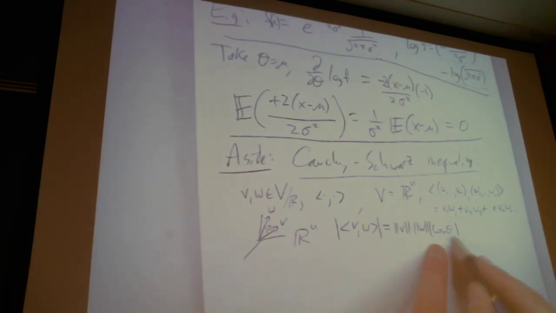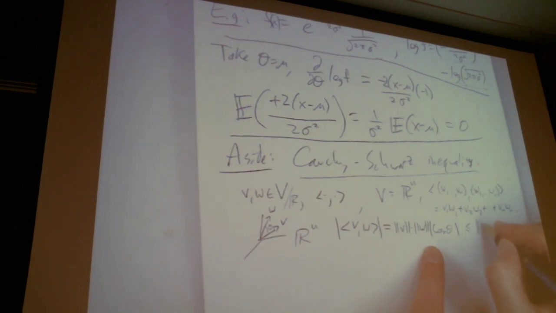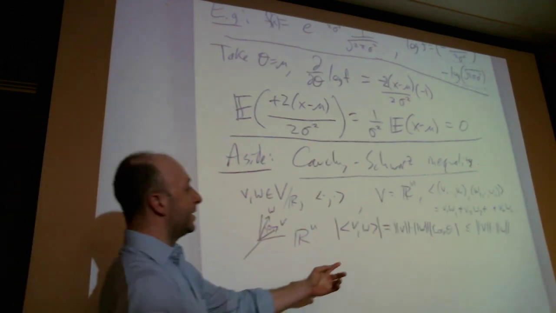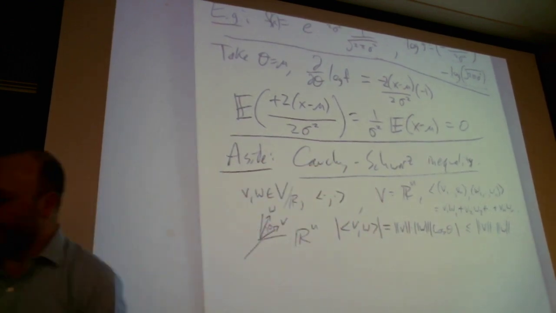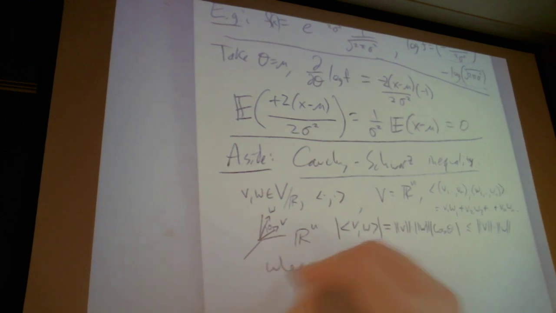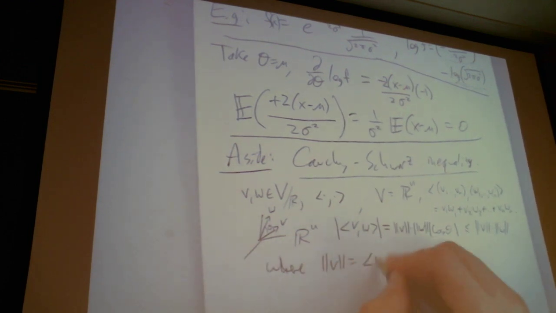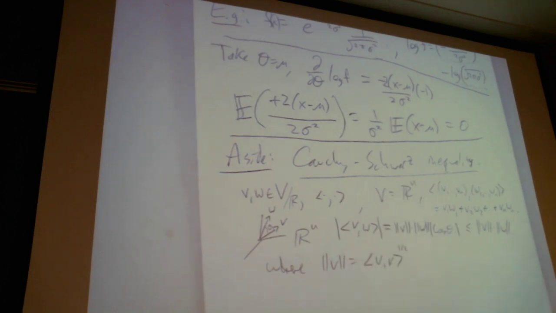Okay? So what's cosine? What's the value of cosine between? -1 and 1. Okay, so what's the largest this can get? 1. Okay? Of course, what is the length? The norm of v is the inner product of v with itself, square rooted. Okay? This applies just as well to functions.